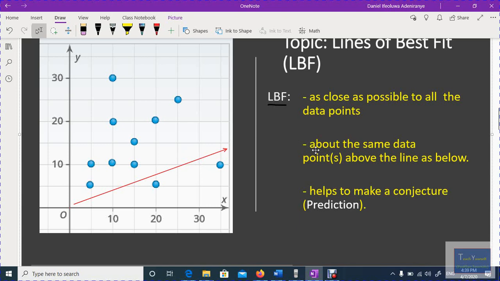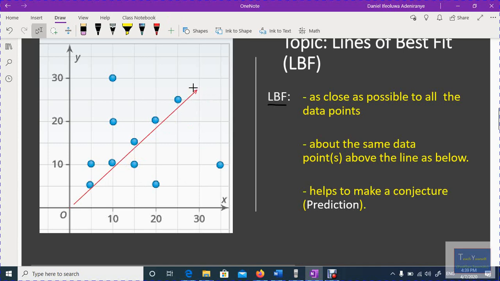So this point number 2 says about the same data points above the line as below. If you have about 5 above, you should have about 5 below it. So we position our line of best fit. If I take it like this, see the new adjustment. Can this be a line of best fit? I don't know. Look at it. Above the line, we have 1, 2, 3, 4, 5, 6, 7, 8, about 8 data points. And below it are 3 data points. It seems still not to be balanced. So you have to readjust it again.